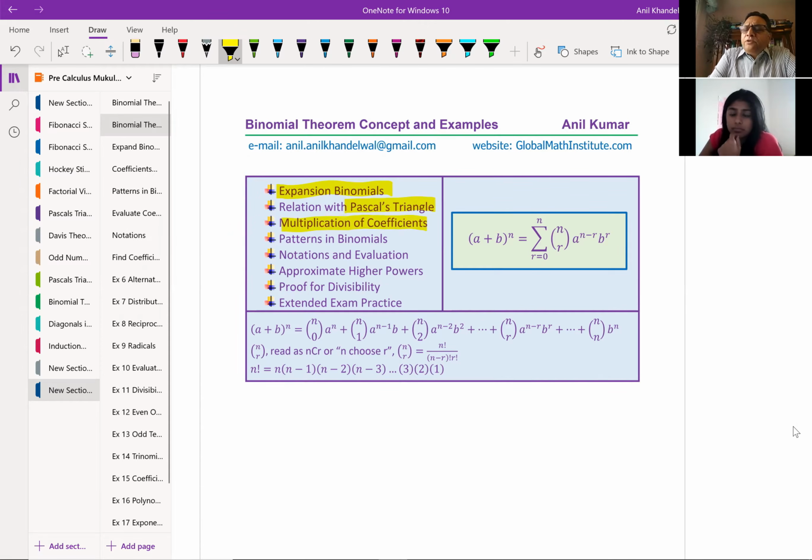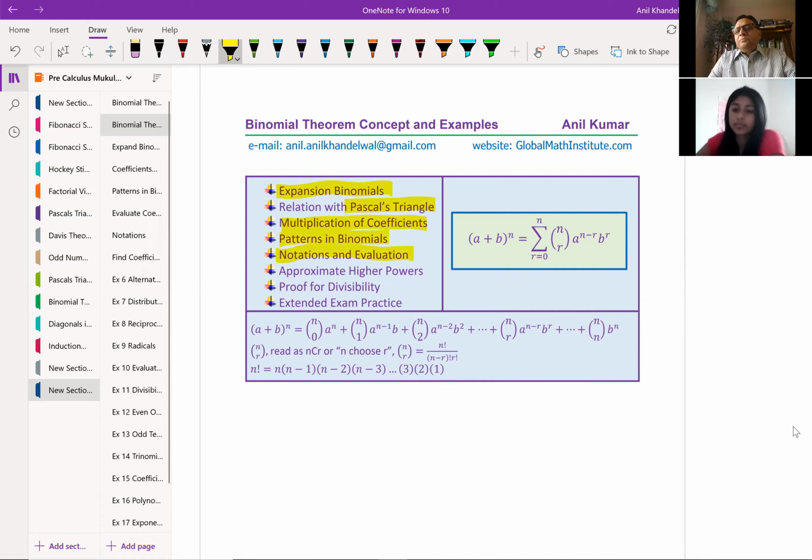Just as, Amy, do you remember synthetic division when we did polynomials? It is simpler than long division. So you could have multiplication of coefficients to multiply binomials. Yeah, that's very interesting. And then we'll see patterns in binomials. We'll also go through this notation.